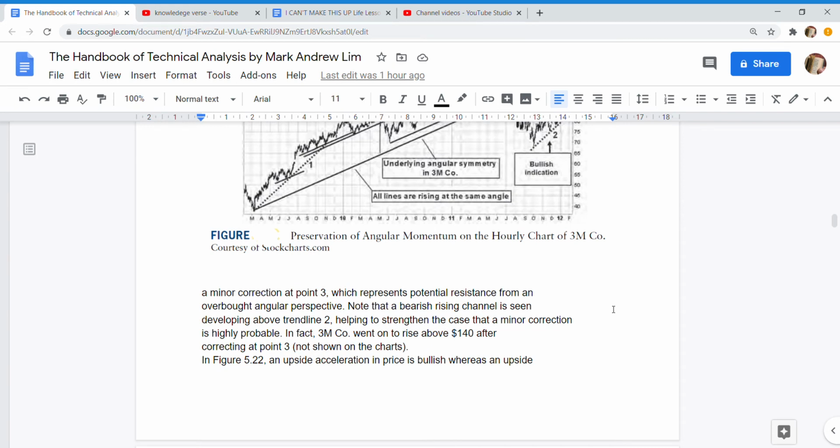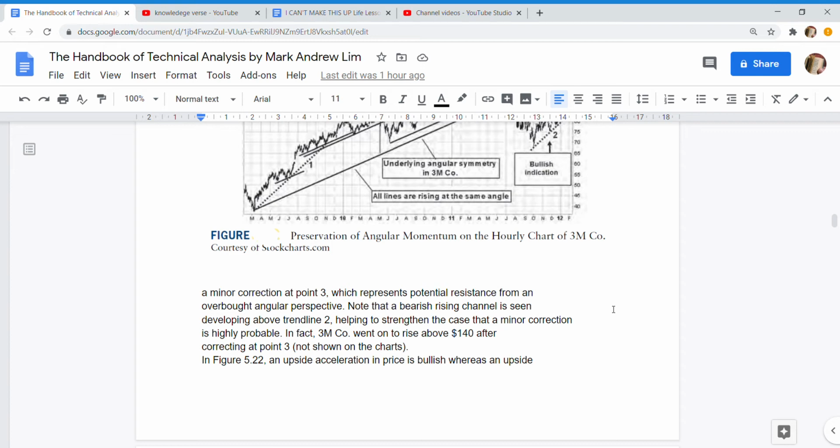Note that a bearish rising channel is seen developing above trendline 2, helping to strengthen the case that a minor correction is highly probable. In fact, 3M Co. went on to rise above $140 after correcting at point 3, not shown on the charts.